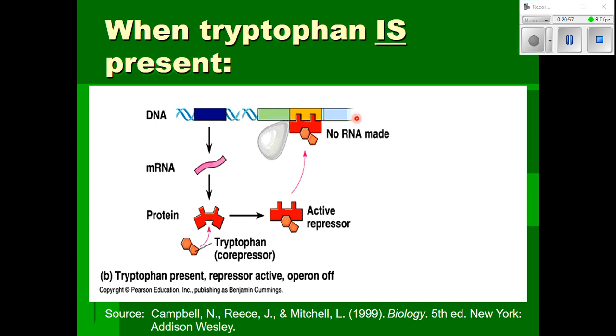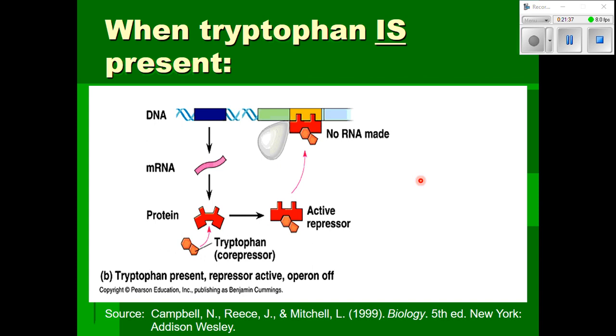That means none of these five genes is going to be transcribed. We're not going to be able to go from DNA to RNA, which means the enzymes cannot be made, which is a good thing. It doesn't make sense to make enzymes that you don't need. It doesn't make sense to make enzymes that make tryptophan when you already have a large amount of tryptophan in the cell. Now, eventually, with these five genes shut off, the supply of tryptophan will run out.